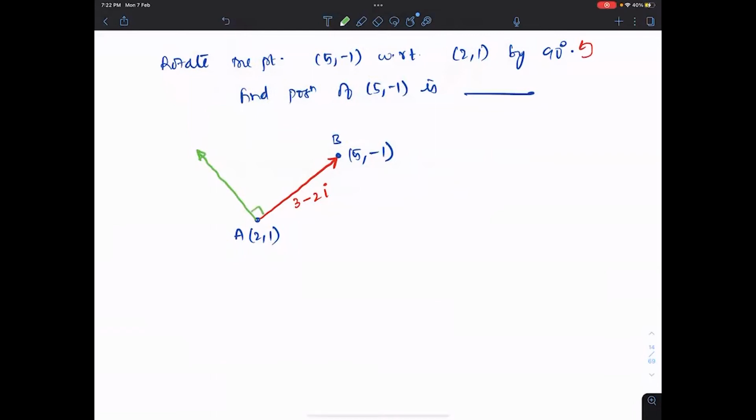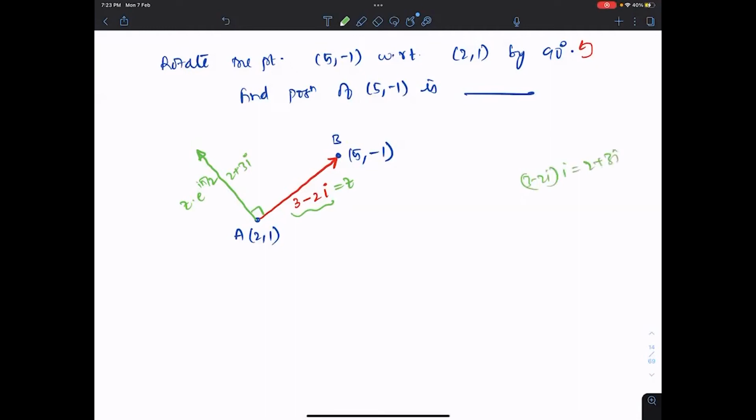This is 90 degrees. Now, if this is z, then what will be this green colored vector? Z into e power i pi by 2. Agreed? What is e power i pi by 2? It is i only, no? So this z, if you multiply with i, you will get 2 plus 3i, no? Correct? 3 minus 2i into i, it will be 2 plus 3i only, no?